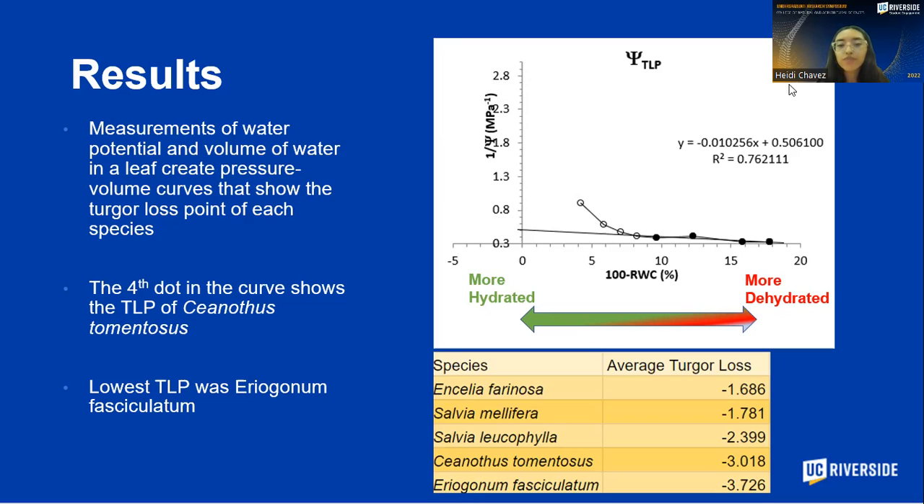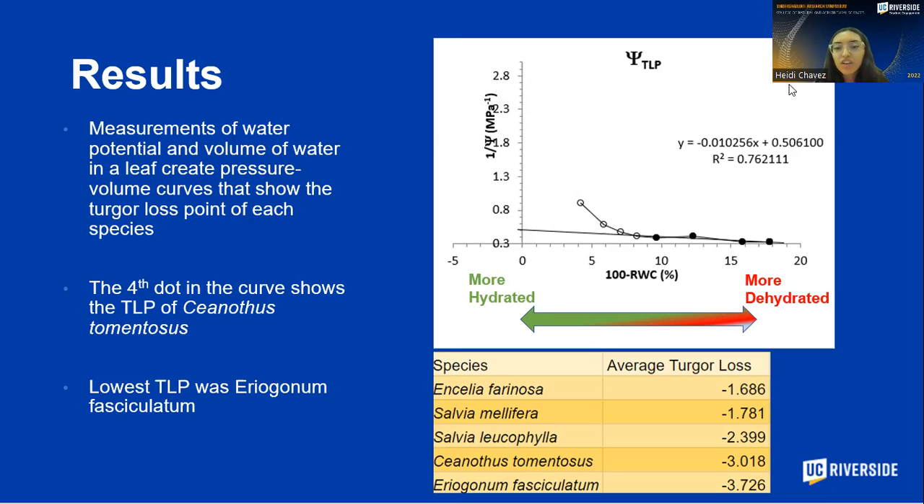It starts more hydrated and gets dehydrated throughout the day. By looking at the data on here, we were able to determine that Ceanothus reaches turgor loss at the 4th data point. This is when its cells start to lose turgor and it starts to wilt.